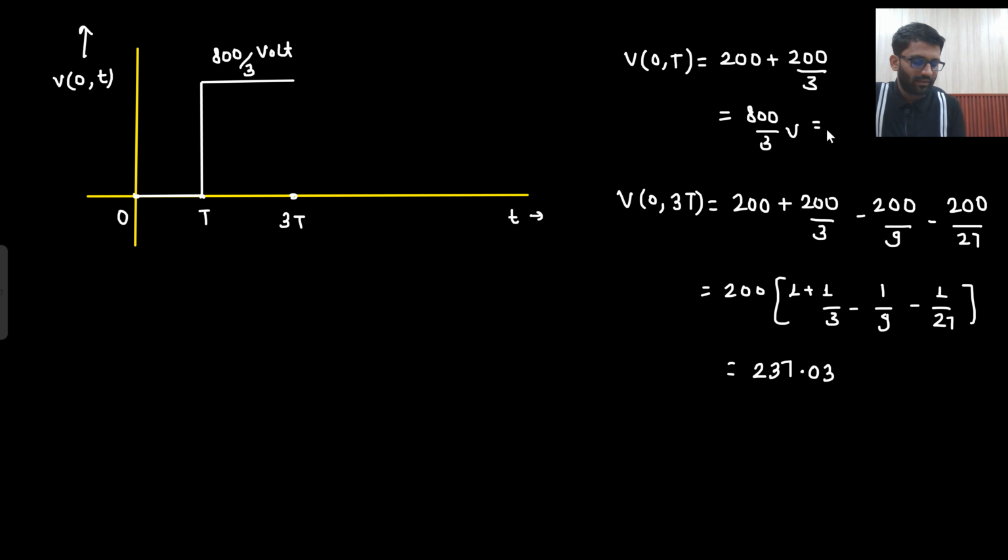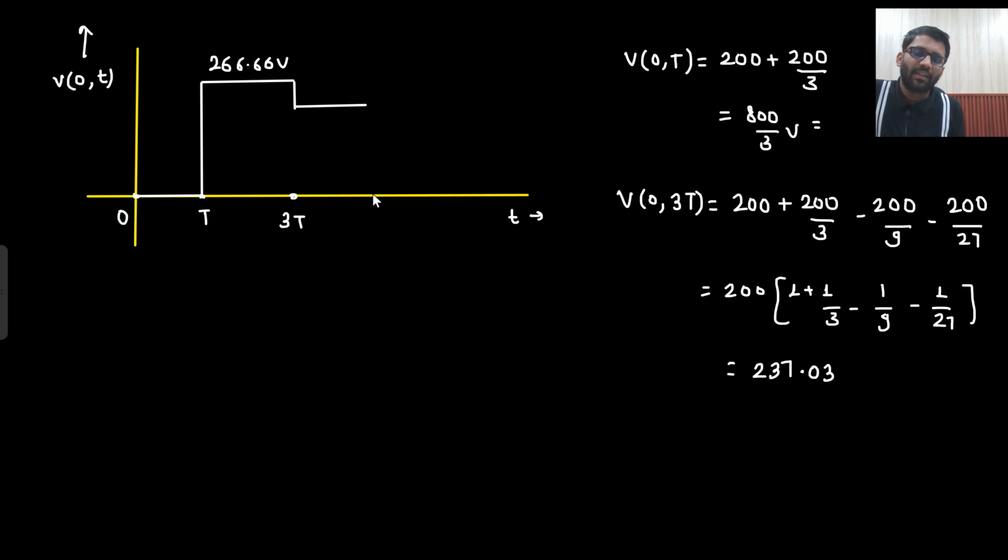What was this coming out to be? 800 by 3, this is 266.66. Here I can write down, this is 266.66. Now it has come down to 237.03. Then it will remain there till 5t.